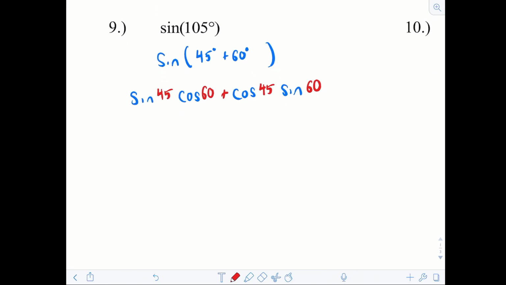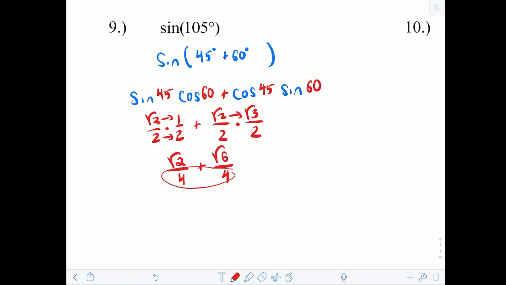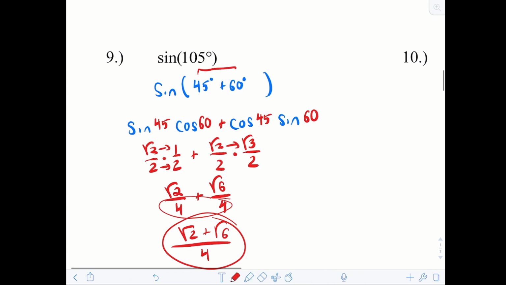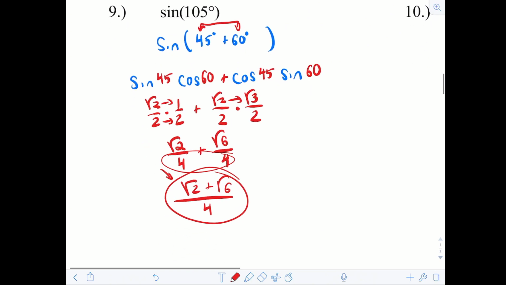So it gives me sine of 45, which is going to be root 2 over 2. Cosine of 60 is going to be 1/2, plus cosine of 45 is going to be root 2 over 2, and then sine of 60 is going to be root 3 over 2. So we multiply across. It's going to be root 2 over 4 plus root 2 times root 3, which is root 6 over 4. Notice how they have a common denominator, so I'm going to write this as root 2 plus root 6 all over 4. And that is my final answer. Now you can reverse these, and so maybe the root 6 would lead first and then the root 2 afterwards, but really it's still all over 4.